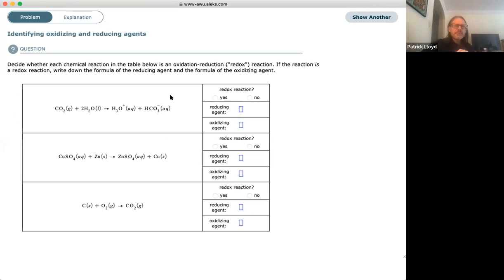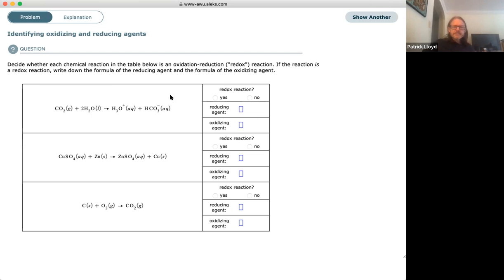Okay, here we go. Identifying oxidizing and reducing agents. Is it a redox reaction? Which one's the reducing agent and which one's the oxidizing agent? Remember, agent means reactant, so don't put formulas for products on these. You shouldn't have to put the state of matter in there, or if there's a coefficient, you don't need that either. Just put the chemical species.